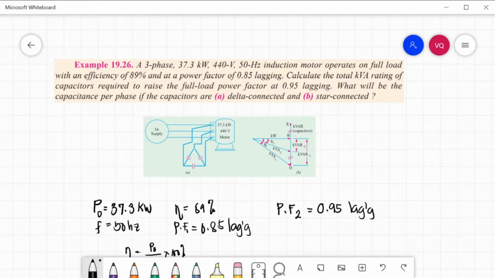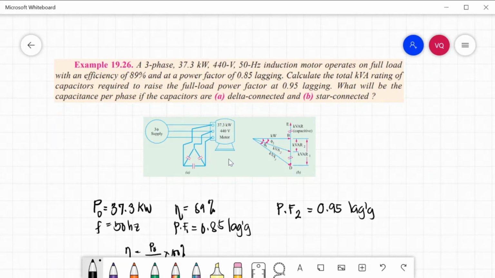A 3-phase 37.3 kilowatts, 440 volts, 50 Hz induction motor operates on full load with an efficiency of 89% and at a power factor of 0.85 lagging. Calculate the total kVA or the apparent power rating of capacitors required to raise the full load power factor to 0.95 lagging. What will be the capacitance per phase if the capacitors are delta connected and star connected?